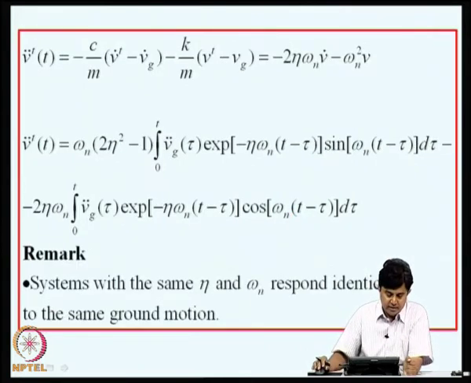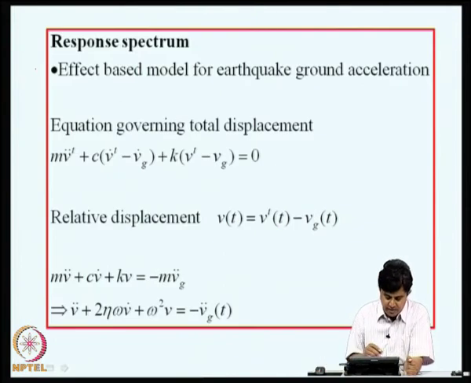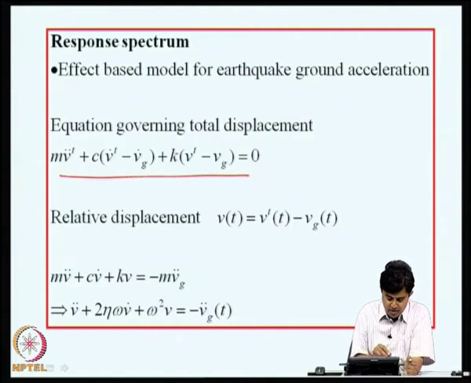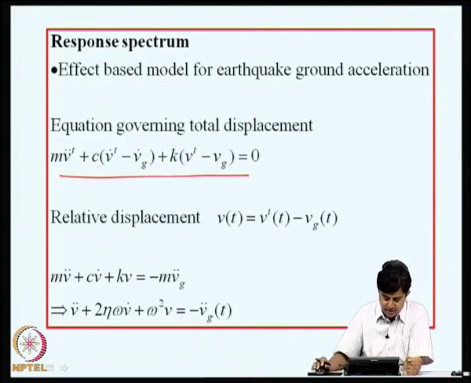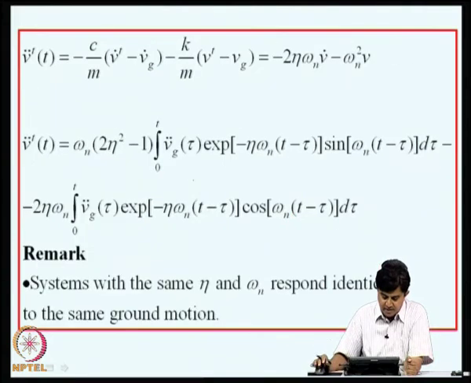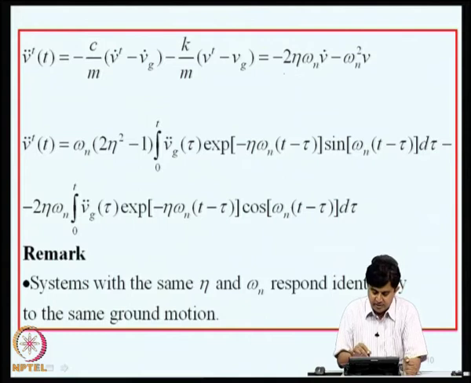Now, the expression for total absolute acceleration can be derived by considering this equation of motion. So, m vt double dot will be equal to these two terms taken on the right hand side. If we divide it by m, it will be c v dot plus k v, with a minus sign. So, that expression is written here: minus c by m times (vt dot minus vg dot), minus k by m times (vt minus vg). So, this can be written as minus 2 eta omega n v dot minus omega n square v.